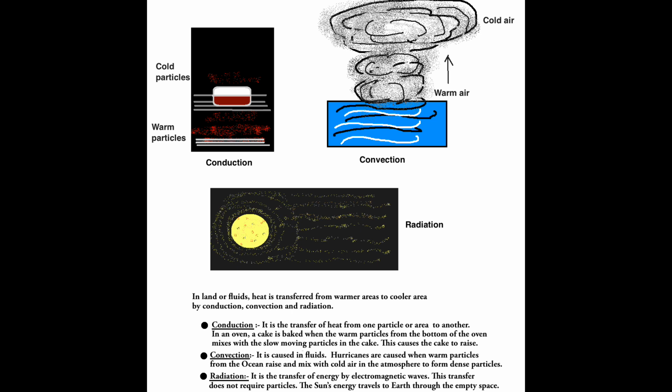1. Conduction. It is the transfer of heat from one particle or area to another. In an oven, a cake is baked when the warm particles from the bottom of the oven mix with the slow-moving particles in the cake. This causes the cake to rise.